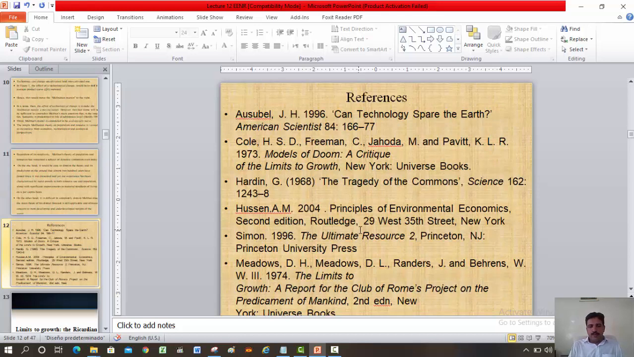This lecture was mainly based on Hussain 2004, Principles of Environmental Economics and Resources. The references quoted in the reference list have been quoted in the text as well.